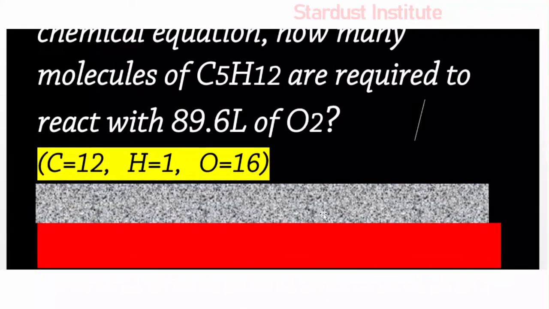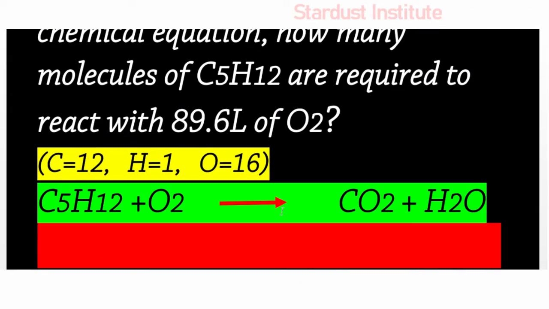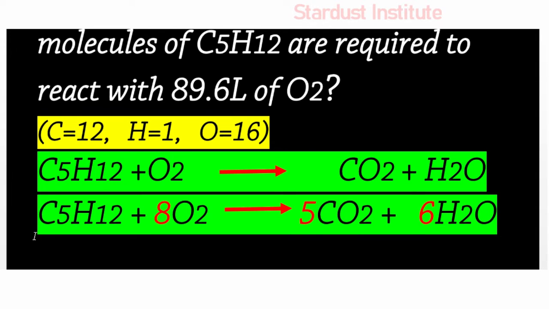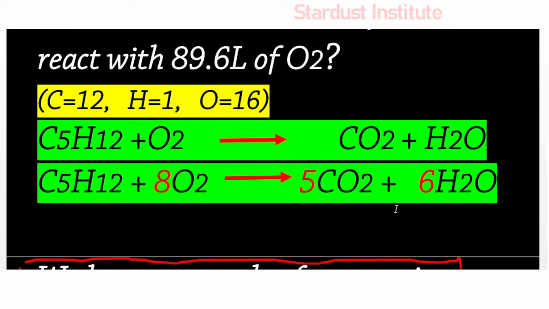This is the chemical equation: C5H12 plus O2 gives CO2 plus H2O. This chemical equation is not balanced. First of all, we have to balance it. Let's balance it. C5H12 plus 8O2 gives 5CO2 plus 6H2O.